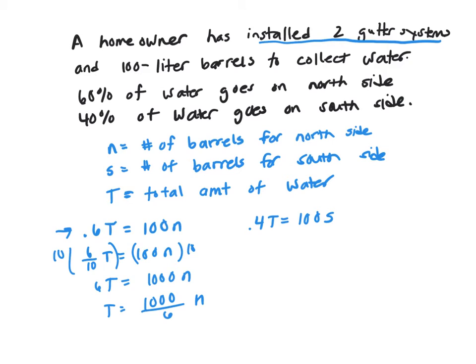Now, if you look at your choices for north side and south side, they're integers, okay? So T is also going to be integers. So a great number for this N to be will be 6, because then those 6's would cancel. And you can go through the same logic for the south side, and you're going to want S to be 4. And that is the correct answer, 6 and 4.